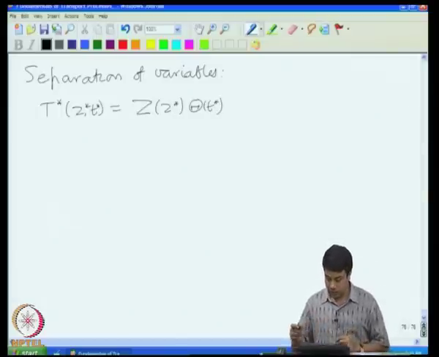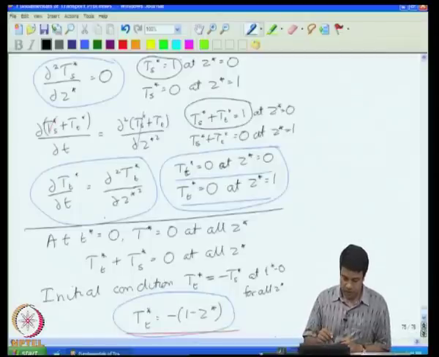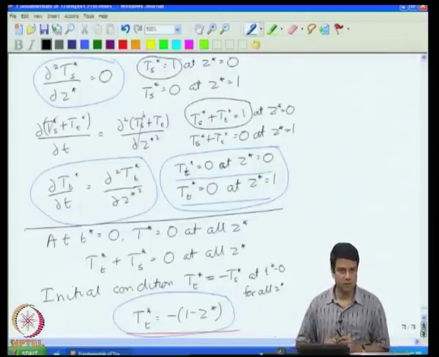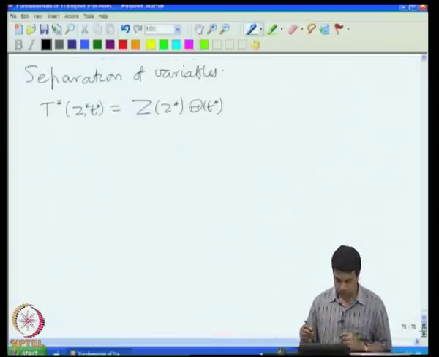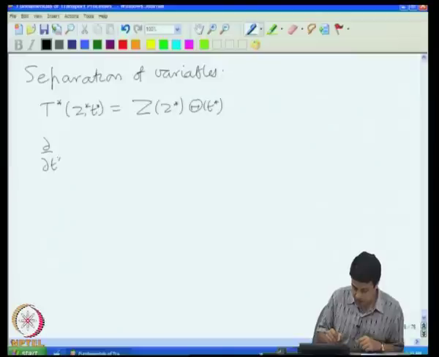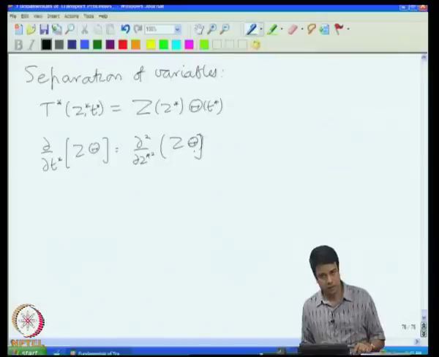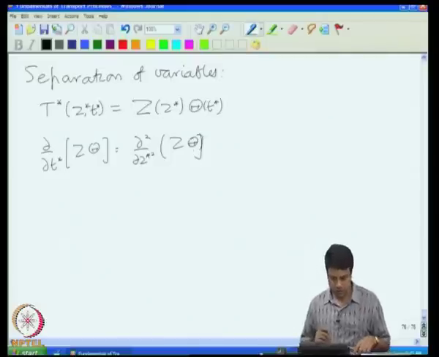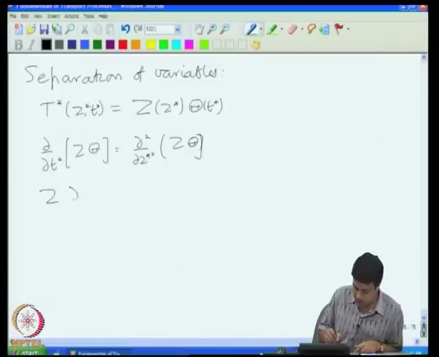Okay. My original equation was a partial differential equation. Okay. The original equation that I have here is a partial differential equation of a function that depends both upon z and t. Okay. Now, I am separating it out into two parts, one which depends only upon z and the other which depends only upon t. Okay. So, I can insert this into the differential equation, okay, and what I will get is d by dt star of Z times theta is equal to d square by dz star square of Z times theta. Okay. However, Z is only a function of z star and theta is only a function of t star.